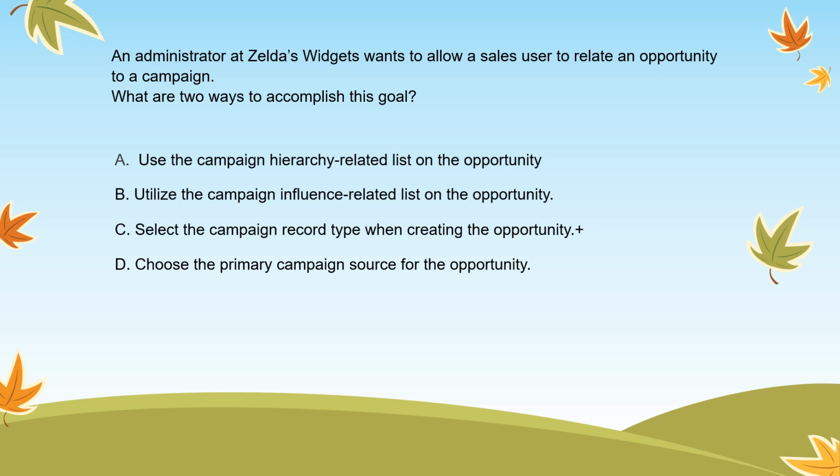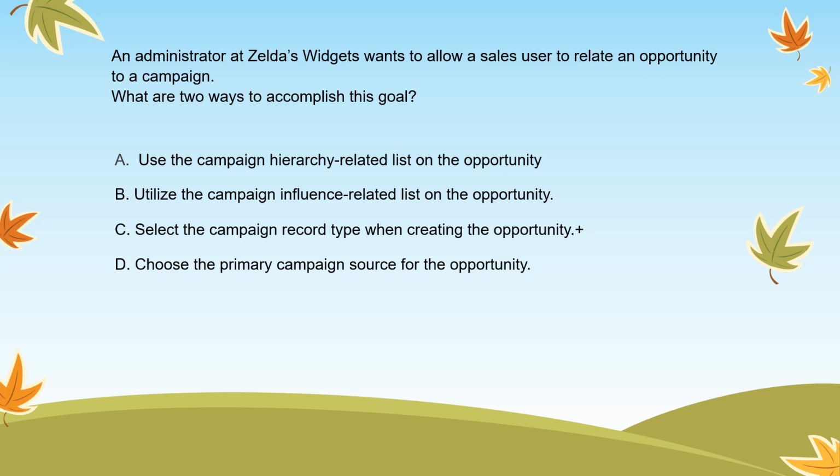So A, utilize the campaign hierarchy related list on the opportunity. This is wrong because a campaign hierarchy shows what campaigns are grouped together. So moving on. B, utilize the campaign influence related list on the opportunity. You can use this to accomplish the goal. So we're going to go with B.